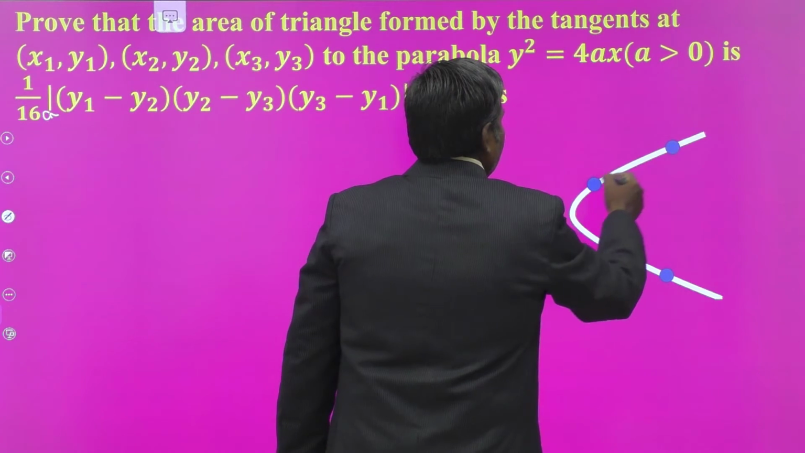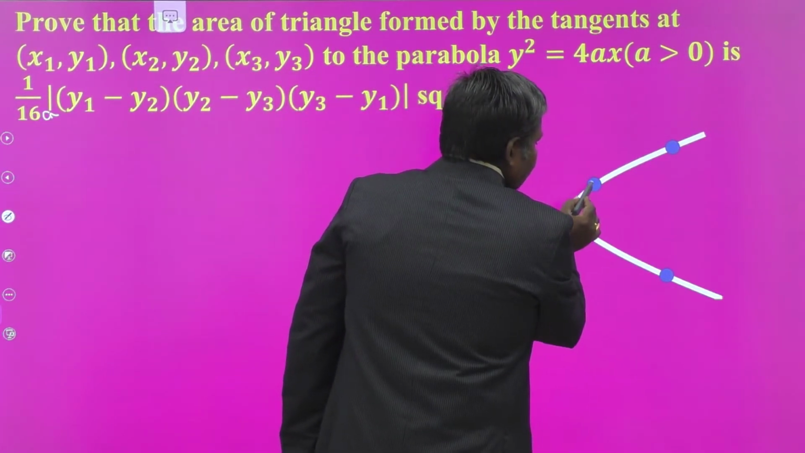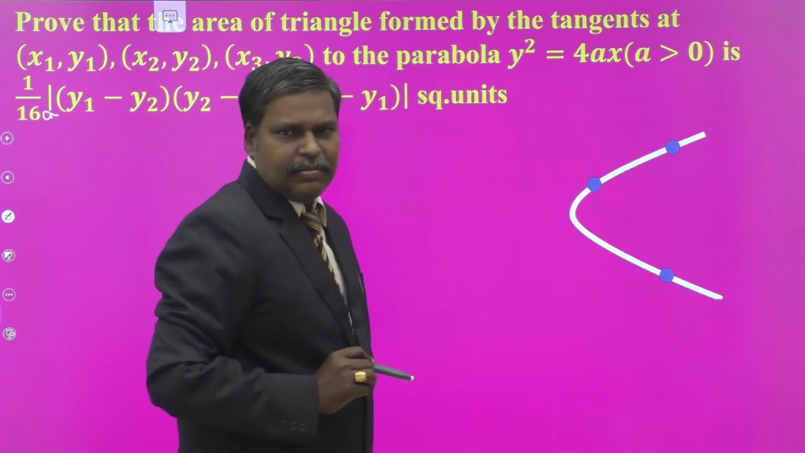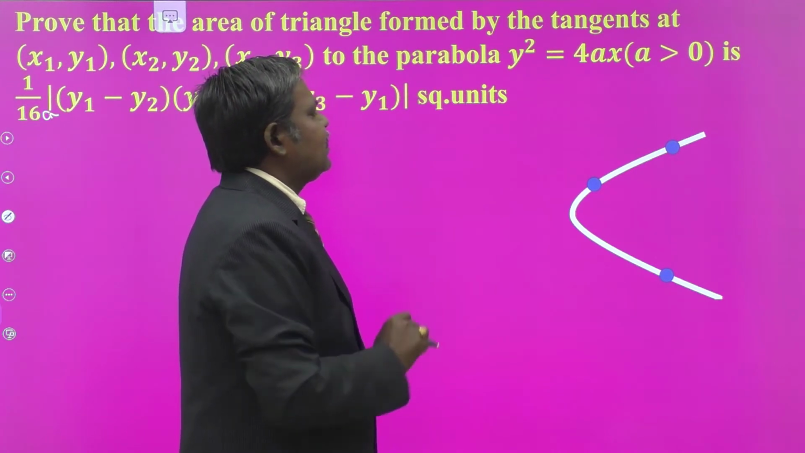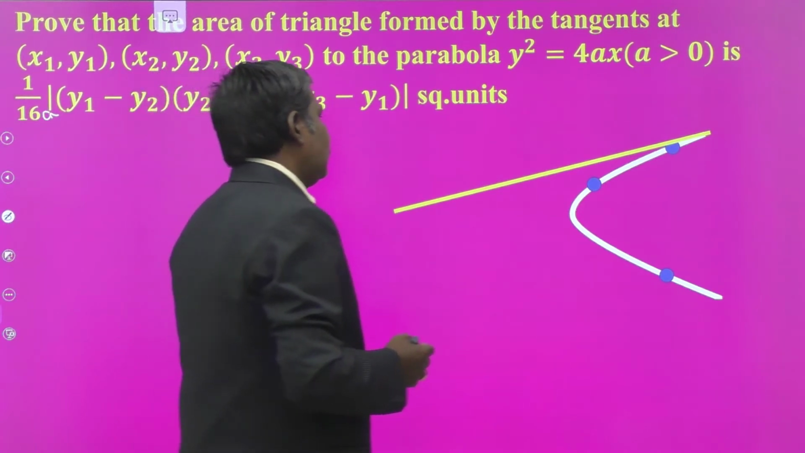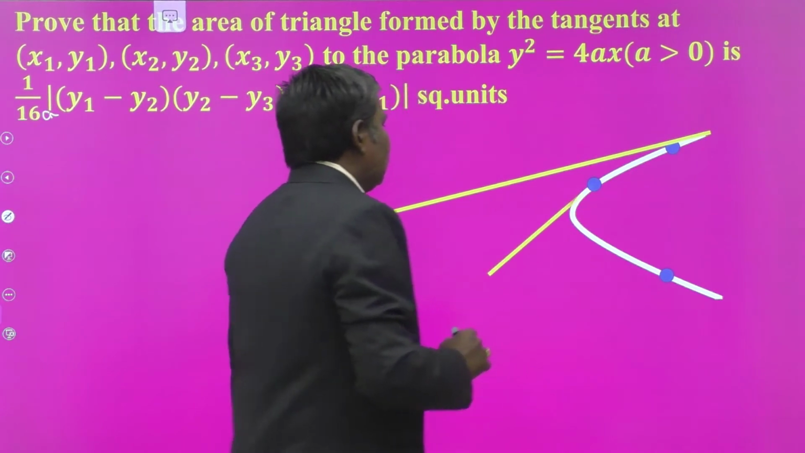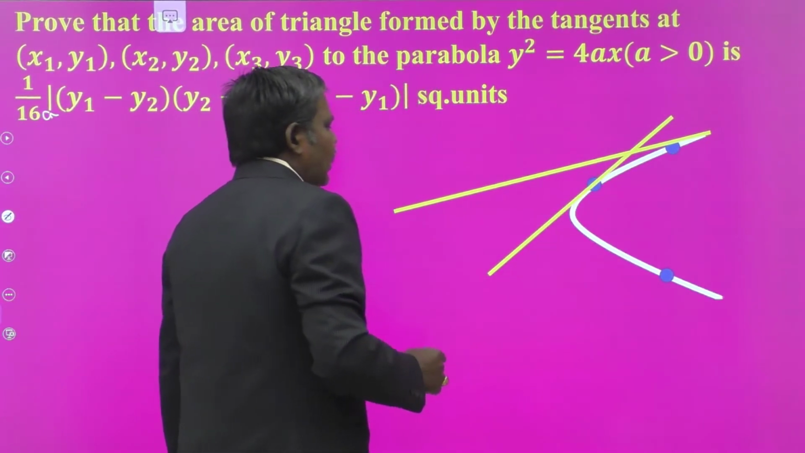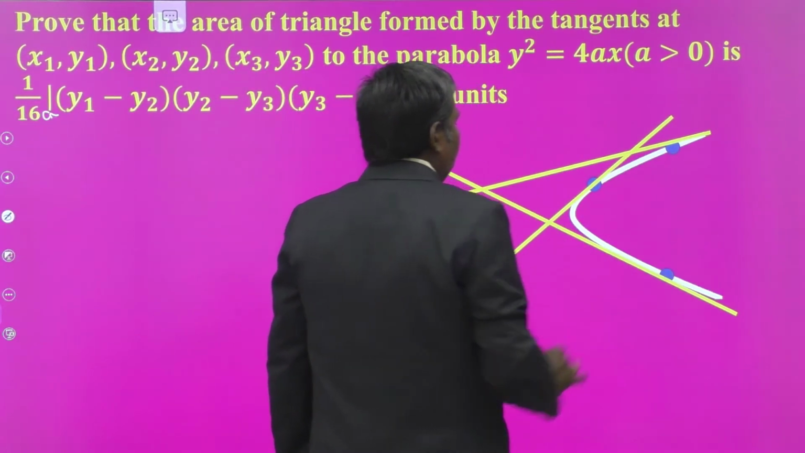This is the first point, second point, third point. So in the last class we found the area of the triangle formed by these three points itself. Now we are going to find the area of the triangle formed by the tangents at these points. This is the tangent, this is a rough diagram, this is the tangent drawn at this point to this parabola. This is another tangent to the parabola drawn at this point, and moreover this is the third tangent drawn at this point to the same parabola.